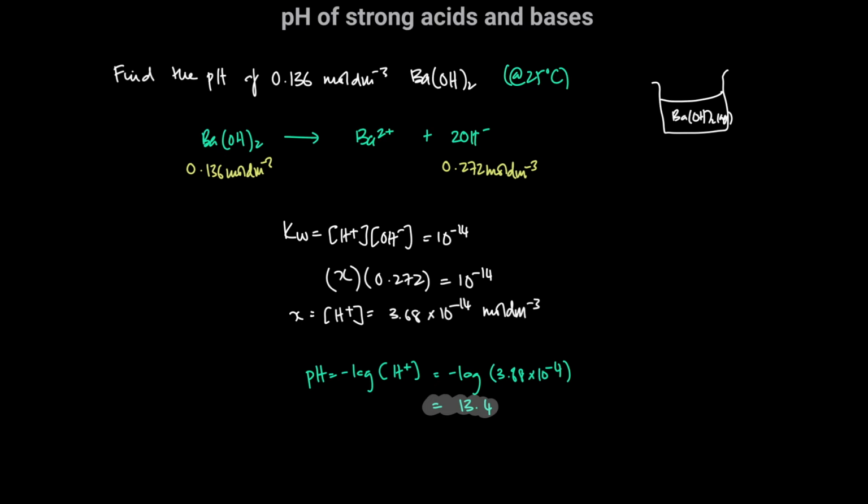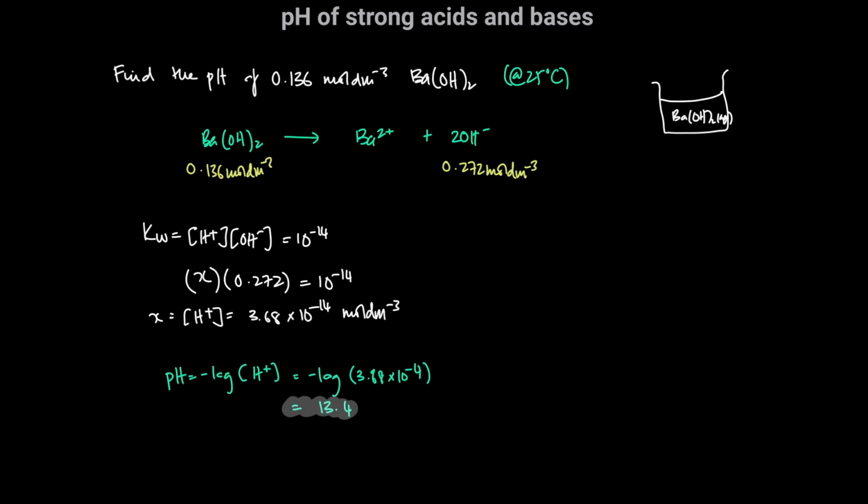We know that the concentration of OH minus ions in the solution, because it's coming from a strong base, we can just say that it's 0.272 moles per dm cube. So we can first find the pOH. The pOH is simply minus log of the concentration of OH minus ions. So that is the minus log of 0.272, so therefore we get the pOH as 0.57.